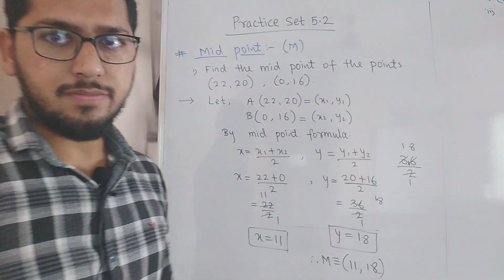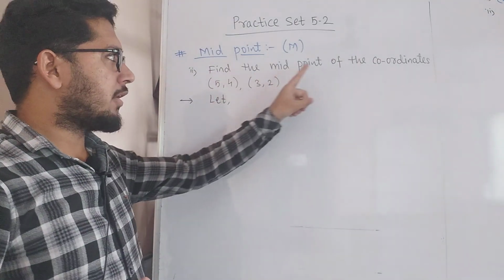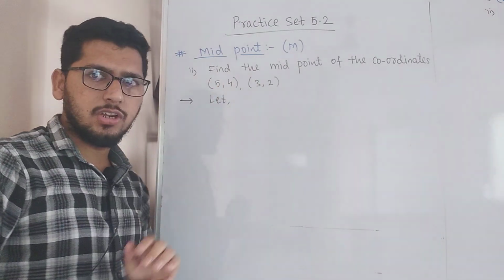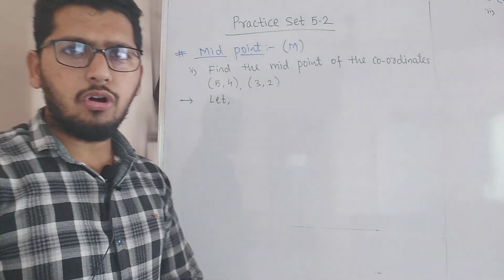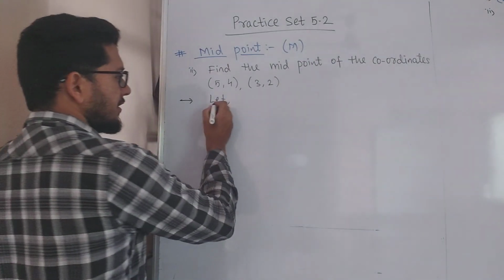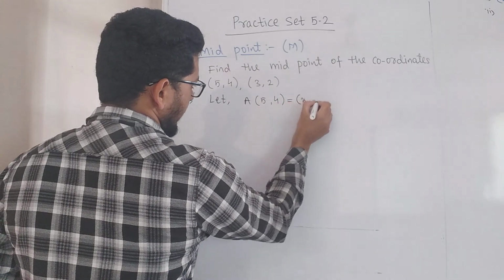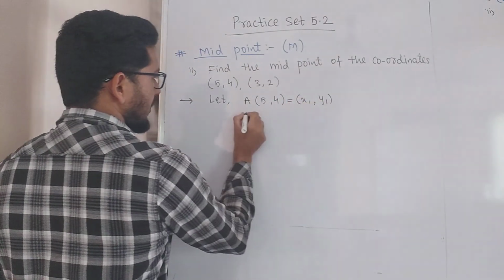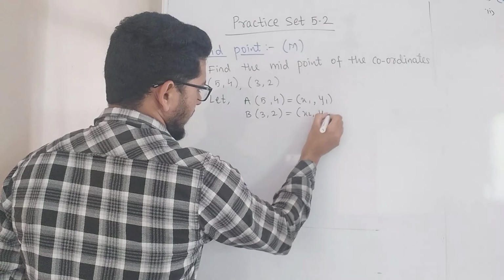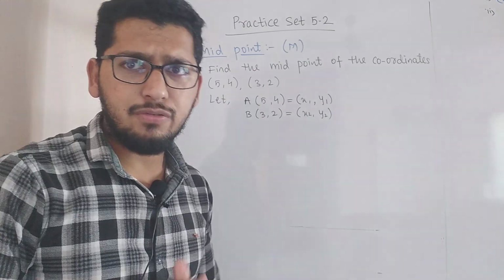Now we'll go to the second question. Find the midpoint of the coordinates 5 comma 4 and 3 comma 2. Two coordinates are given. First is 5 comma 4, second is 3 comma 2. First of all, we have to denote the coordinates with x1 comma y1 and x2 comma y2, as we have seen earlier. Let A, 5 comma 4, be x1 comma y1, and second we denote B, 3 comma 2, as x2 comma y2. Now we have to calculate the midpoint.